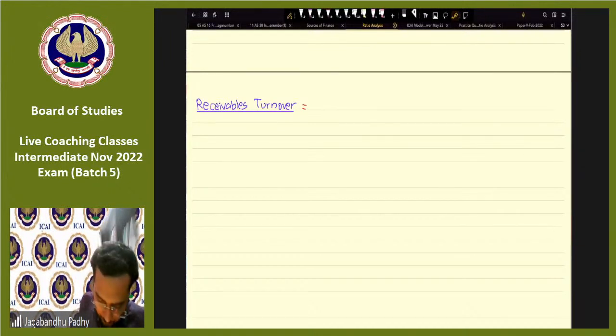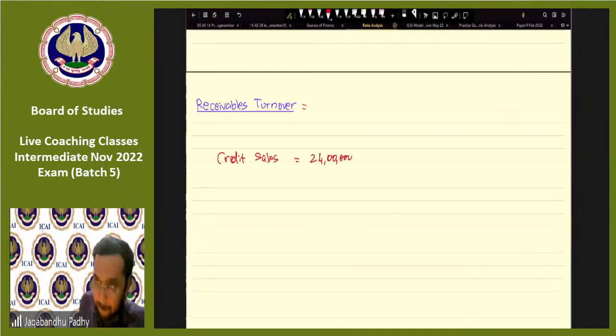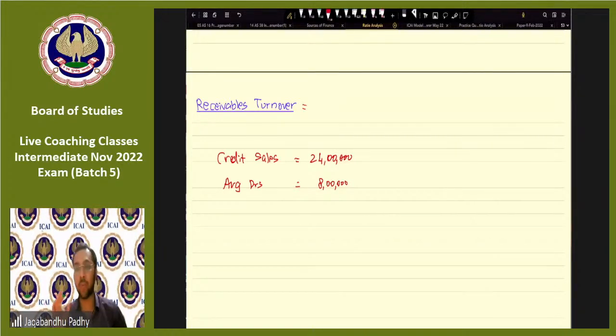So let's say if I give you the credit sales figure, credit sales is 24 lakh. And the average debtors is, let's say, 8 lakh. So you are selling in a year in totality 24 lakh worth of goods, and after a certain duration you collect, and on an average, you maintain debtors of 8 lakh, right?